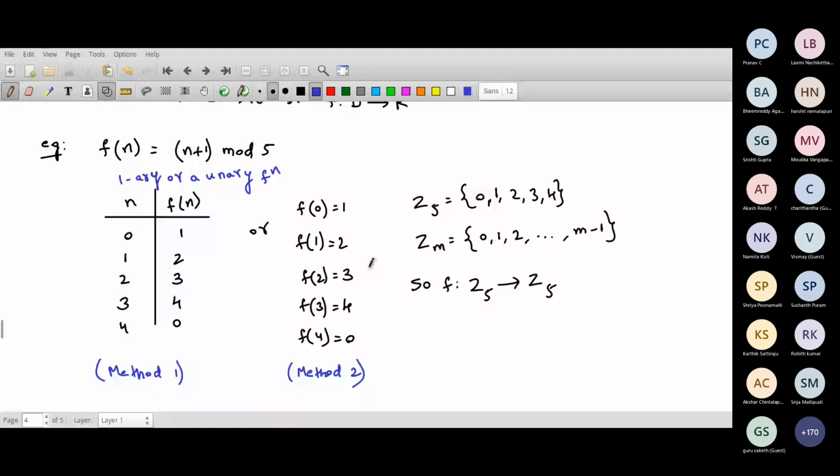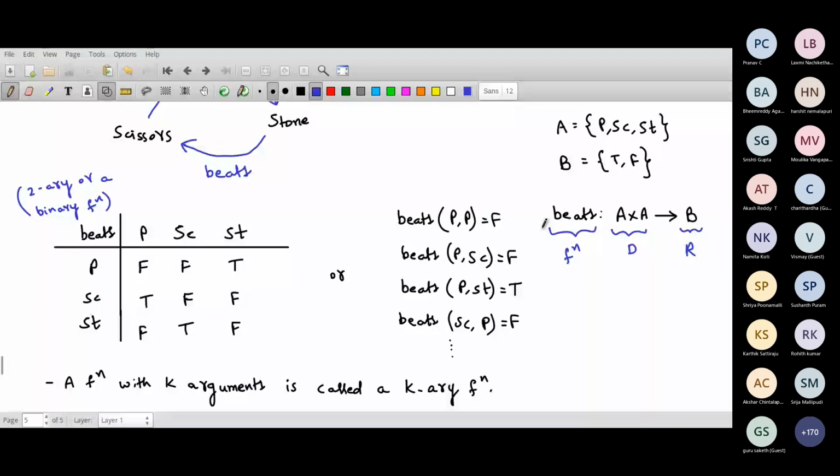If you look at the second example, in this case, the range is true or false, right? Here, the range is B. B is true or false, but this is not a unary function. It is taking two arguments, PP, PSC, PST, and so on. If it is taking only one argument like P or SC or ST, then it would have been a unary function, and the range is anyway true or false, then it would have been a predicate. But here, the second condition is being satisfied, but the first one is not. So this is also not a predicate. Okay. So both the conditions need to be satisfied.